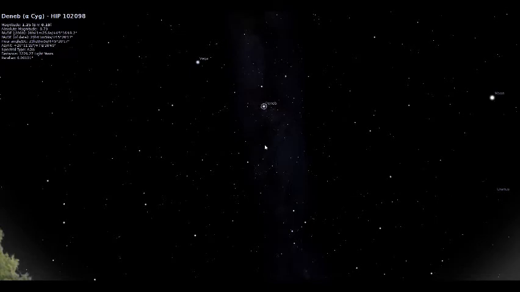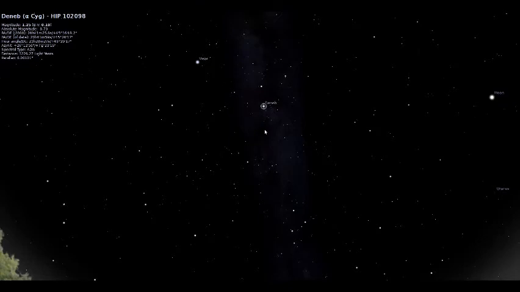Now let's think about that in context. 1,500 to 3,000 light years seems like a long way away, but think about the size of the Milky Way. The Milky Way, we've talked about, is 75,000 to perhaps 100,000 light years across. So even though Deneb seems far away, it's actually a fairly close neighbor of ours. Now let's go a little bit farther out. Let's take a look at one of the farthest objects you can see with the naked eye.